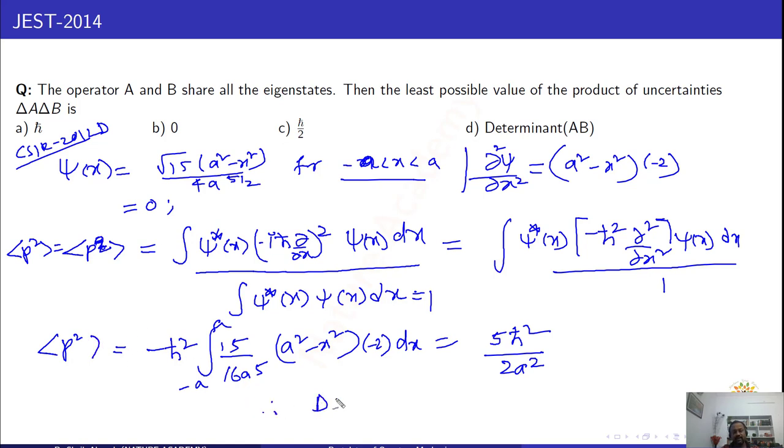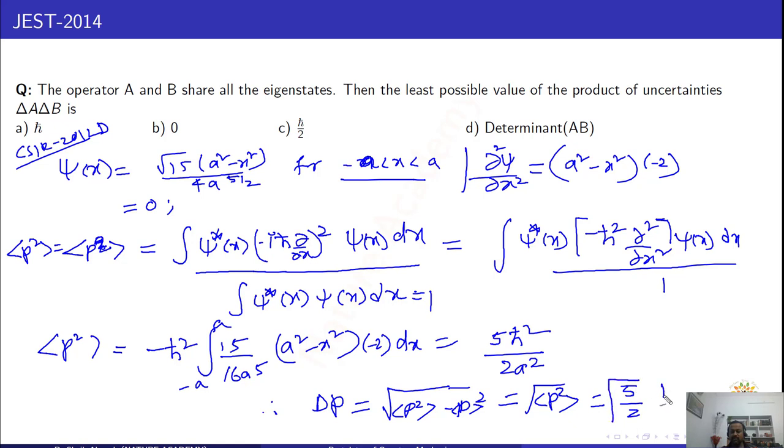Therefore, the uncertainty in momentum delta p is nothing but the square root of the expectation value of p square minus the square of the expectation value of p, which is 0 actually. So here you will get the square root of the expectation value of p square. When you substitute all these things, you will get under root 5 by 2 times h bar by a. So this is the answer. Delta p is nothing but under root 5 by 2 h bar by a. This question appeared in the 2012 CSIR NET exam.